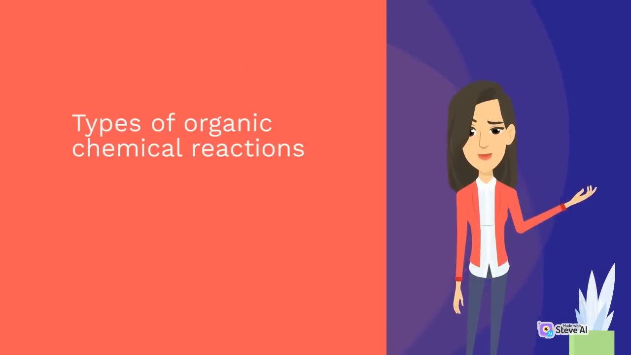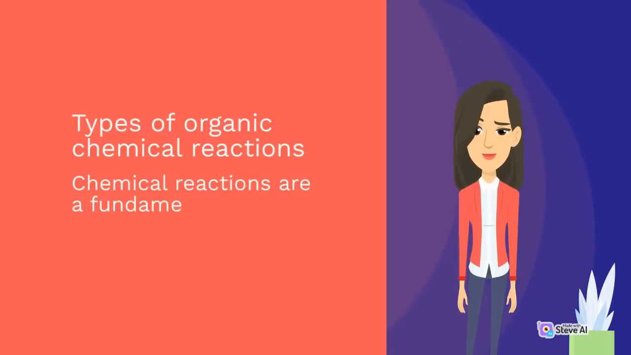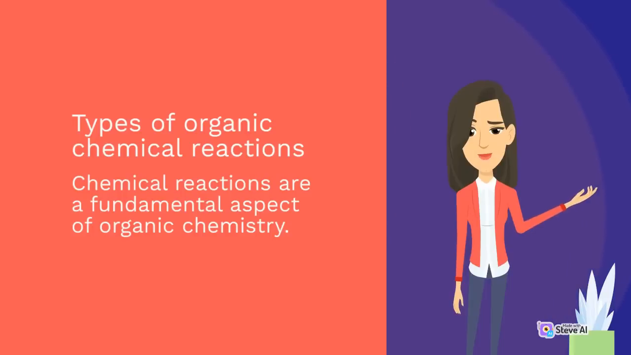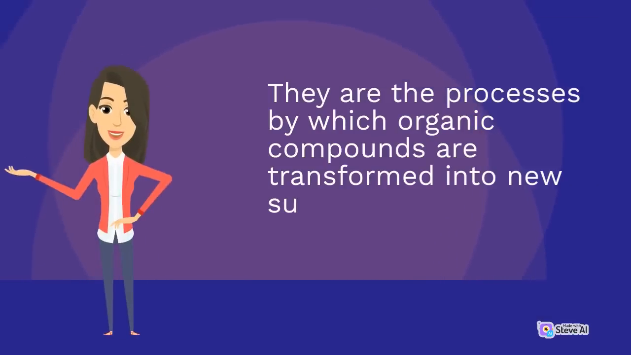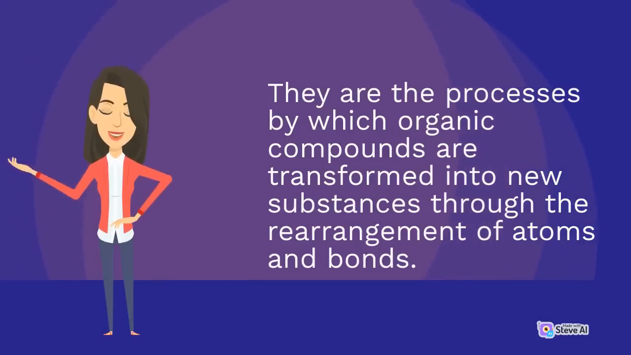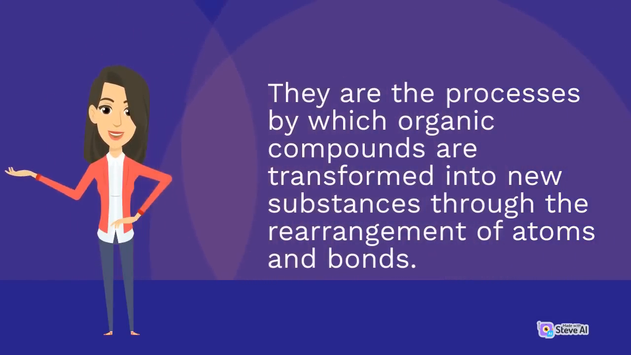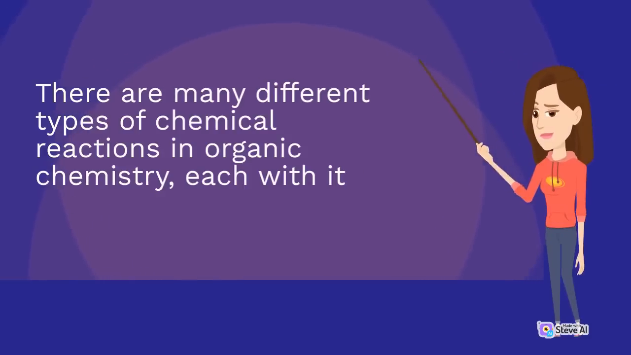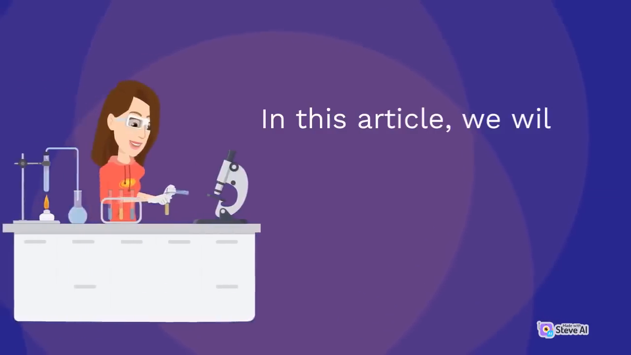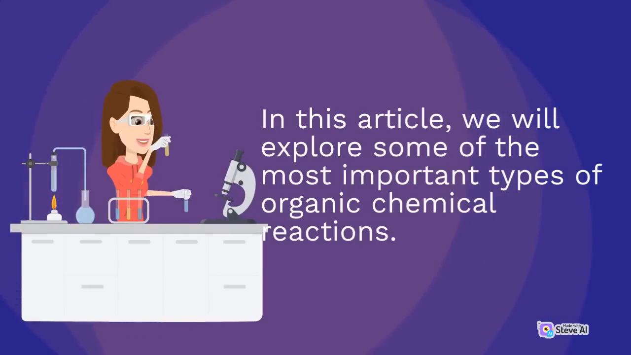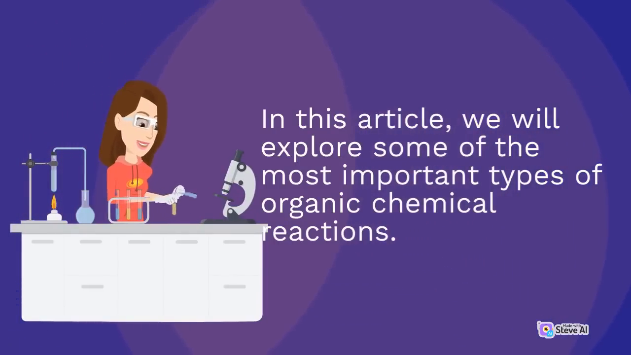Types of organic chemical reactions. Chemical reactions are a fundamental aspect of organic chemistry. They are the processes by which organic compounds are transformed into new substances through the rearrangement of atoms and bonds. There are many different types of chemical reactions in organic chemistry, each with its own set of unique characteristics and properties. In this article, we will explore some of the most important types of organic chemical reactions.